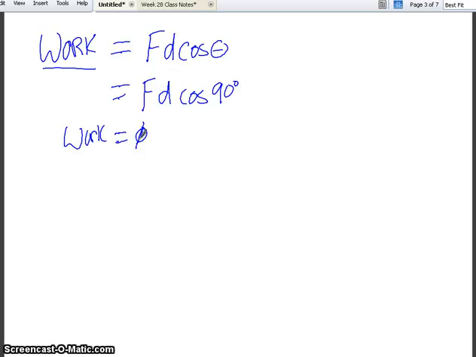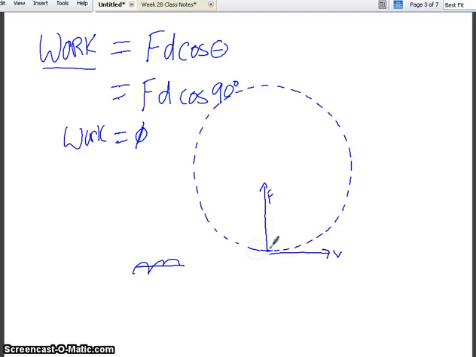So if the direction of motion is 90 degrees to the force, then we have 0 work done. Let's just draw this out. If the direction of motion is 90 degrees to the force, there is no work done. I think you're getting the point now.